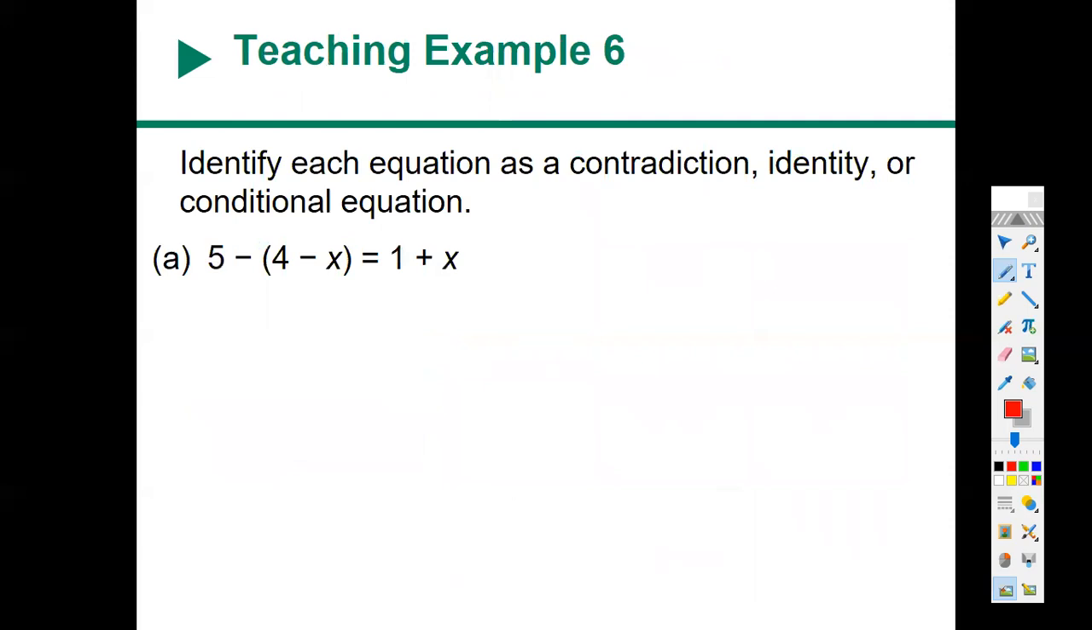So we're going to go through and solve this bad boy. The first thing I need to do to solve is what? What am I going to do with the parentheses? I'm going to distribute the negative. So we get 5 minus 4 plus x equals 1 plus x. What's 5 minus 4? 1.